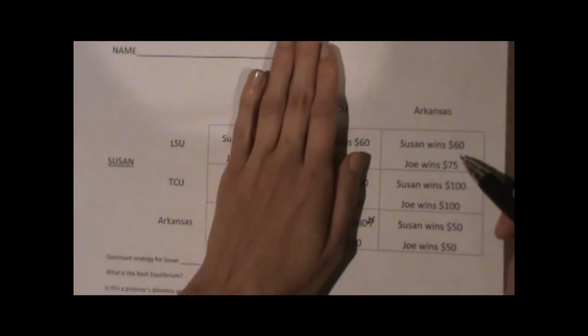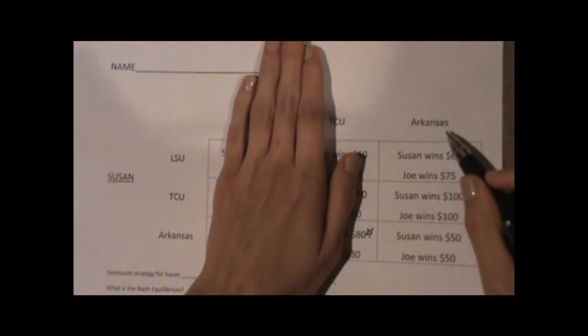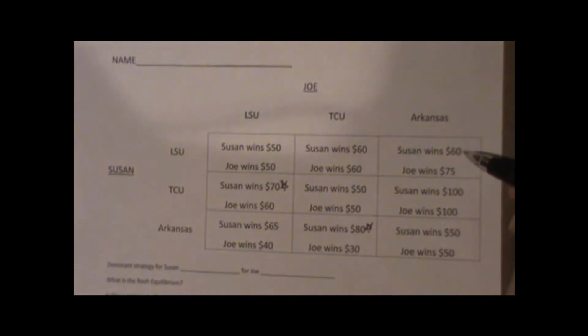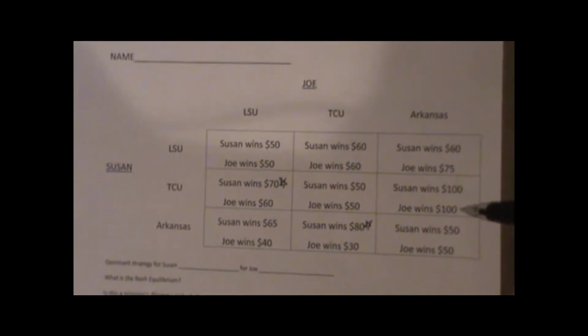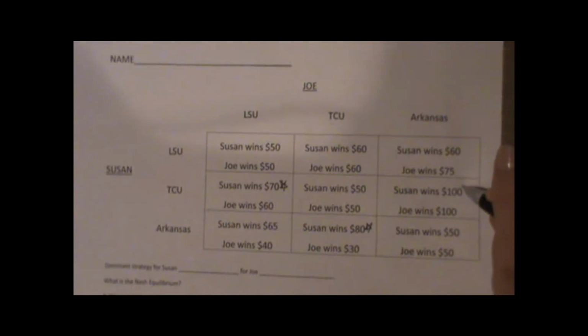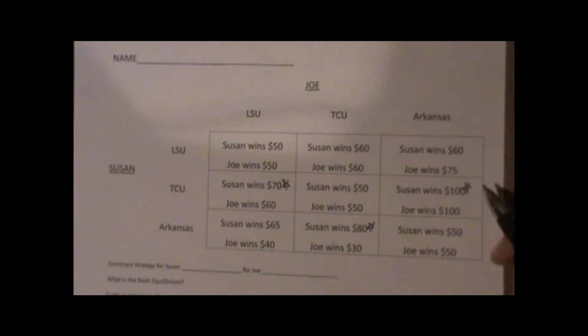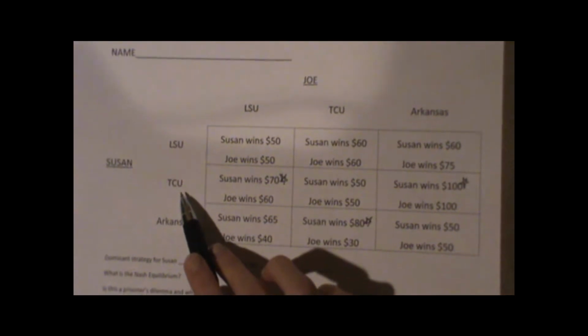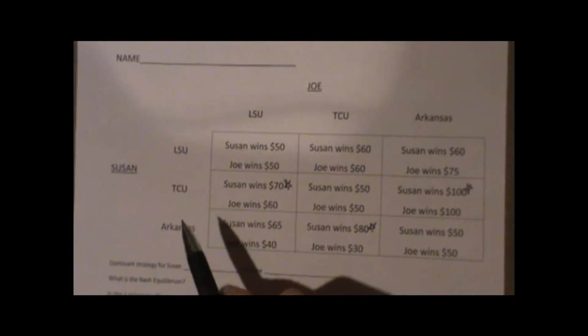The last column, the last option that Joe can pick is Arkansas. If he picks Arkansas, Susan can win $60, $100, or $50. $100 is the most that she can win, so Susan would want to pick TCU if Joe picks Arkansas.